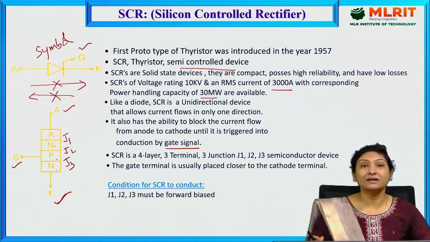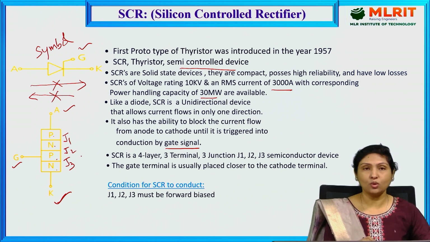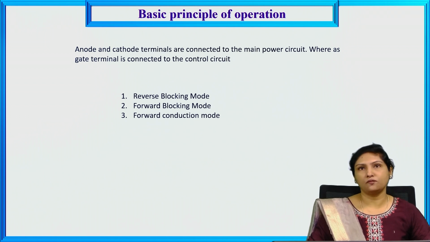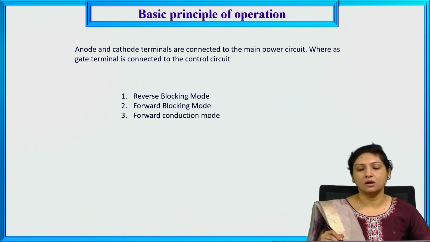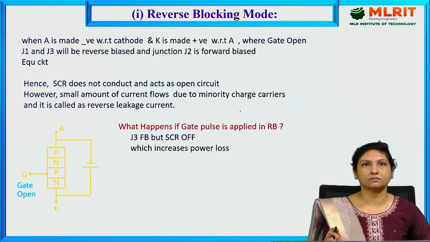Fine. What is the condition for SCR to conduct? Junctions J1, J2 and J3 need to be forward biased. This condition needs to be satisfied in order to bring the device into the conduction state. What is the basic principle of operation? Whenever anode and cathode terminals are connected to the main power circuit, whereas the gate terminal is connected to the control circuit, in that case, possibly 3 modes of operation can be obtained. One is reverse blocking mode, forward blocking mode, and the other is forward conduction mode.